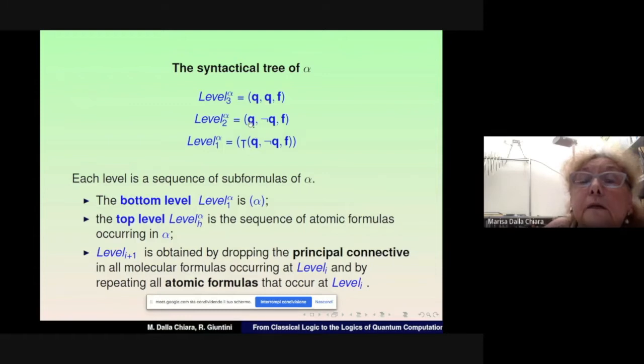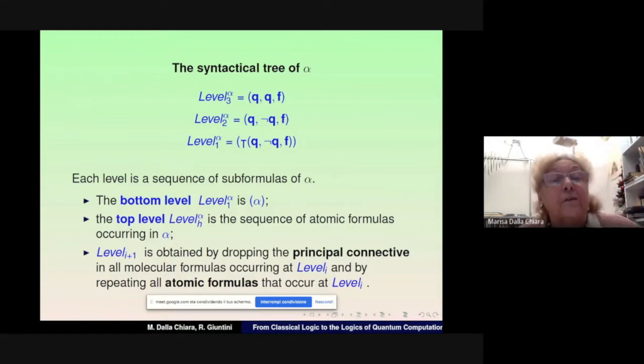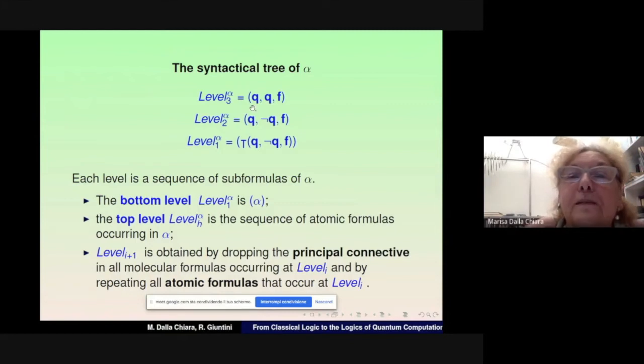So we obtain three formulas: Q, not Q, F. Q and F, the first Q and F, are atomic formulas that cannot be decomposed into other parts. So we repeat here at level 3 this particular occurrence of Q, but here we have a connective, the principal connective of our formula, not Q. We drop this not. Finally, at the top level of our syntactical tree, we obtain the sequence Q, Q, F.